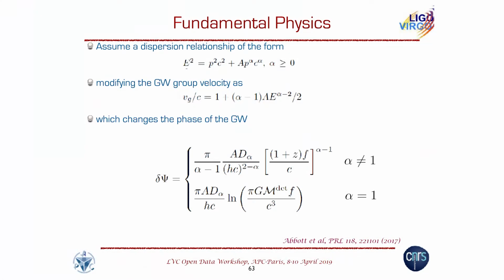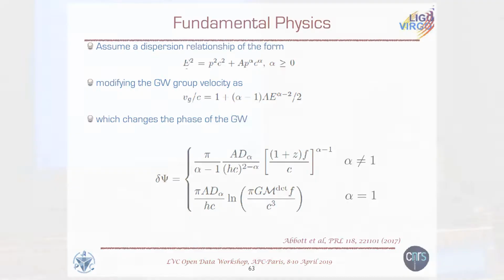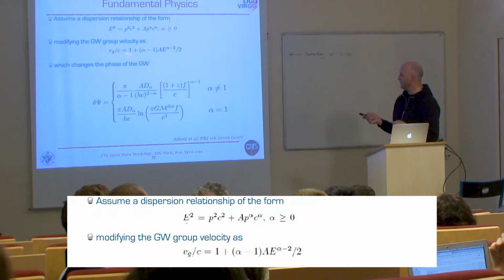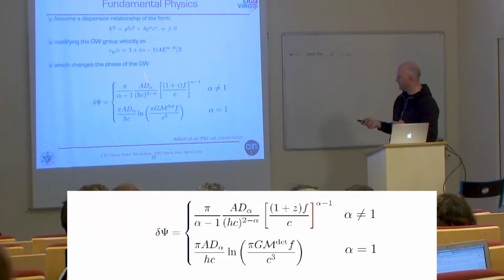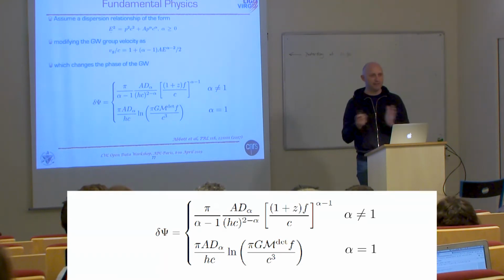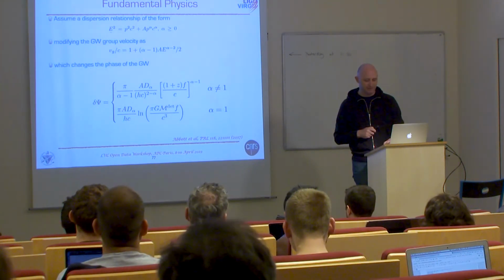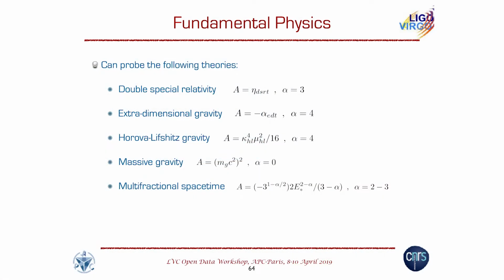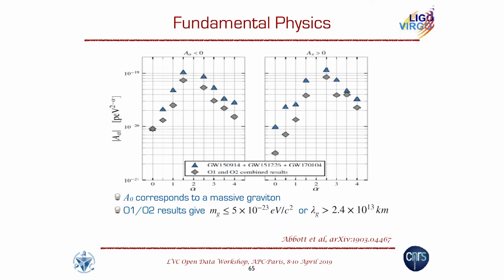One of the other things we can do is test to see, is there a massive graviton? If there's a massive graviton, it'll induce a dispersion relationship into the movement of the gravitational waves, and it'll modify the group velocity to this form here. In general relativity, this value A here would be exactly 0. And it very simply changes the phase of our gravitational wave. So we can again use matched filtering to see if there's this deviation. The different values of A's and alphas correspond to different alternative theories of gravity, so we can do multiple tests. And basically what we find is this.